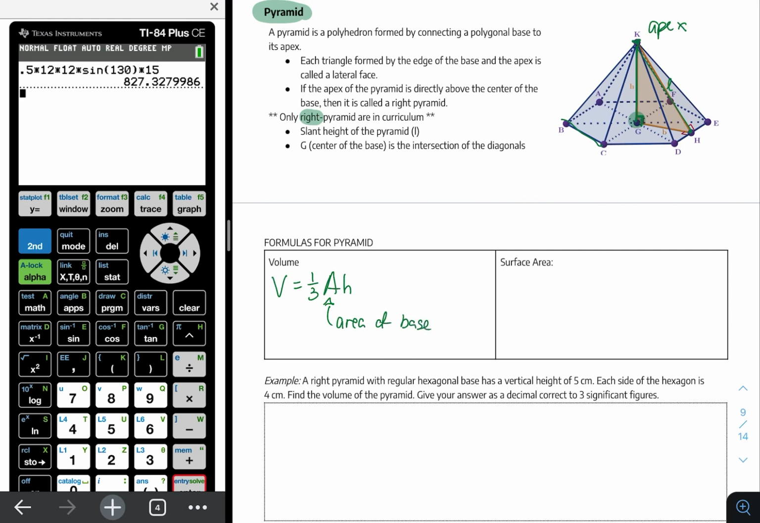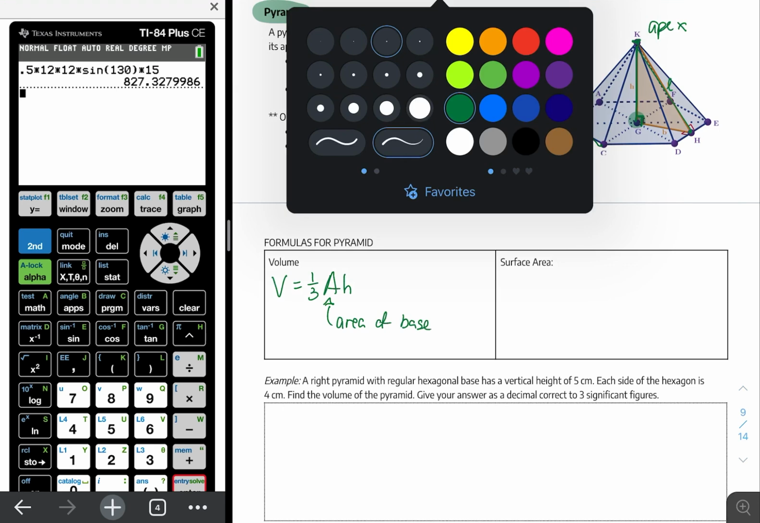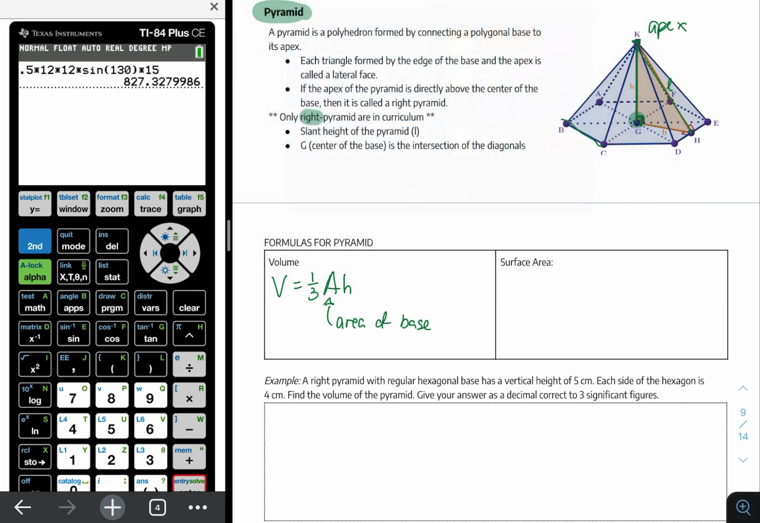And in order to find the surface area, we don't have a formal equation for the surface area. So this one we just have to add up all of the triangles together and then finally add up the area of the base. So it's the sum of the base, there's only one base, and all the triangles. And there's the same amount of triangles as there are sides in the base.